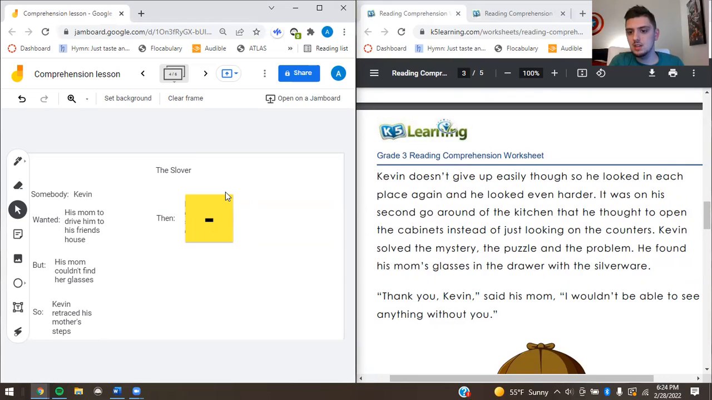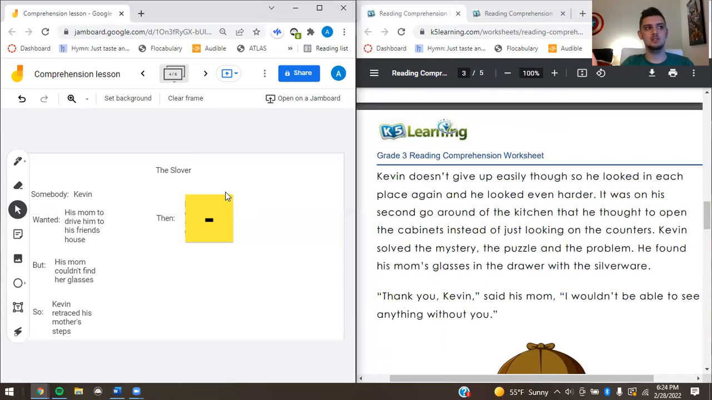Kevin doesn't give up easily though. So he looked in each place again and he looked even harder. It was on his second go around of the kitchen that he thought to open the cabinets instead of just looking on the counters. Kevin solved the mystery, the puzzle, and the problem. He found his mom's glasses in the drawer with the silverware. "Thank you, Kevin. I wouldn't be able to see anything without you."